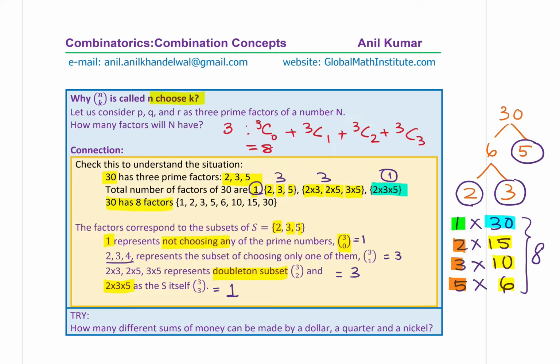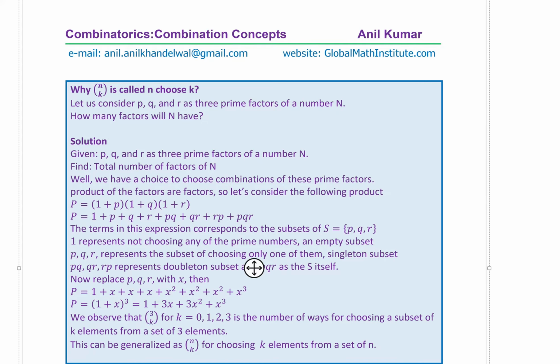Now, we'll actually get to our real question, and let's see how to interpret that. So now again, why is n choose k called n choose k? Let us again consider this P, Q, R, now a general case, as 3 prime factors of the number n. Now the question is, how many factors will n have? That is the question, right? You know the answer, as we took up an example very similar to this.